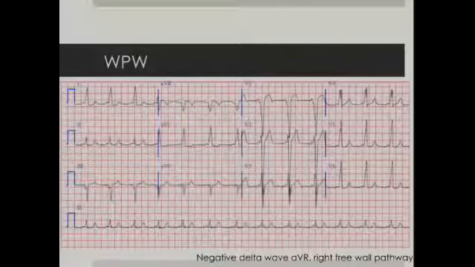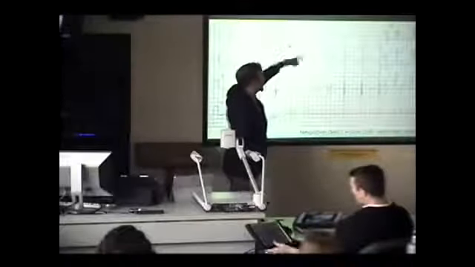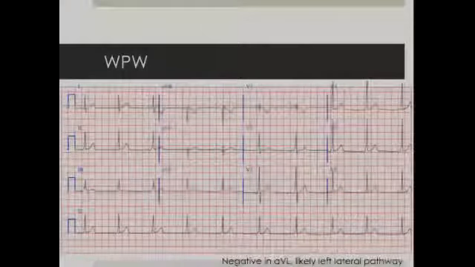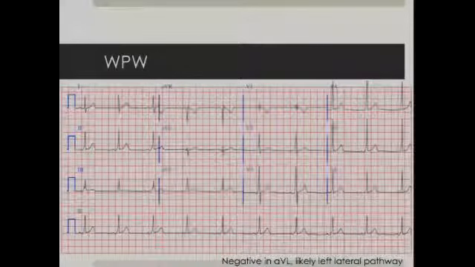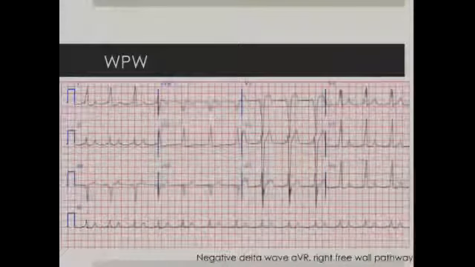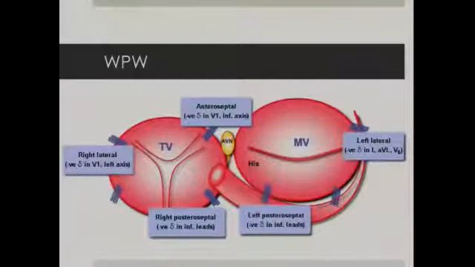So just more examples of WPW. Here you see a negative in AVR, so that's the right free wall pathway. This one was negative in AVL, more negative in AVL, and it's left lateral. This is the free wall.